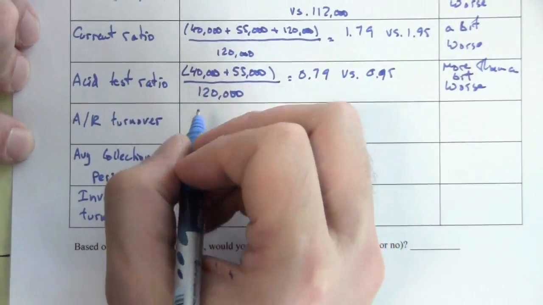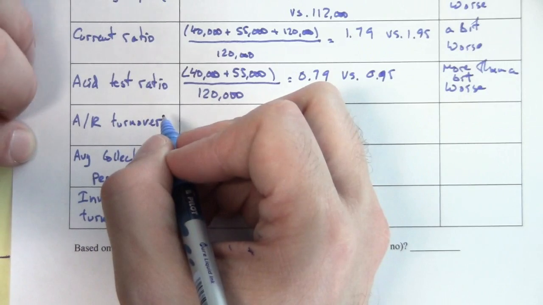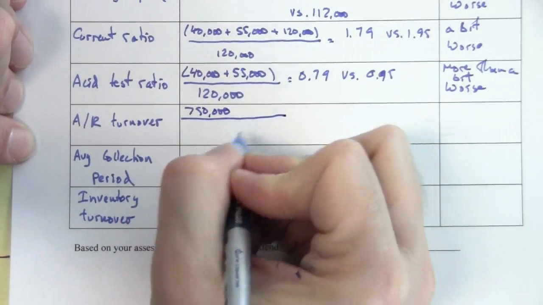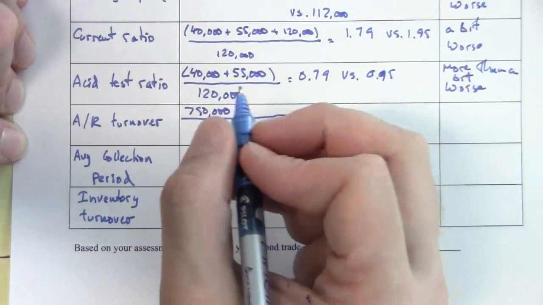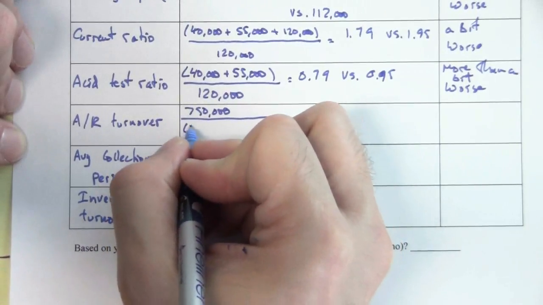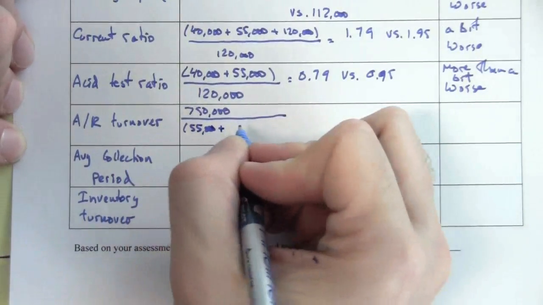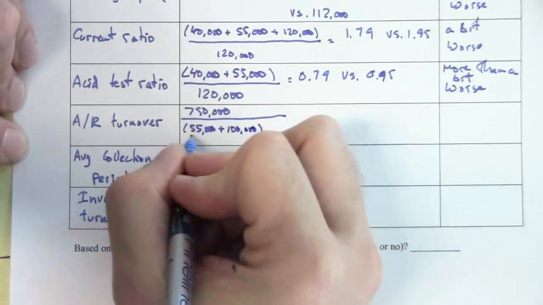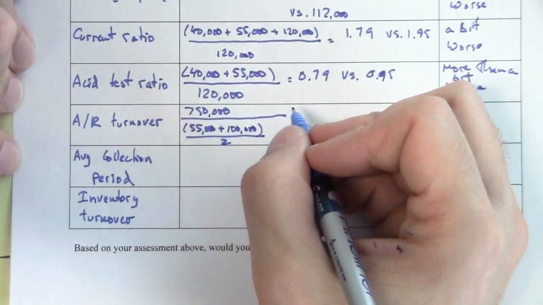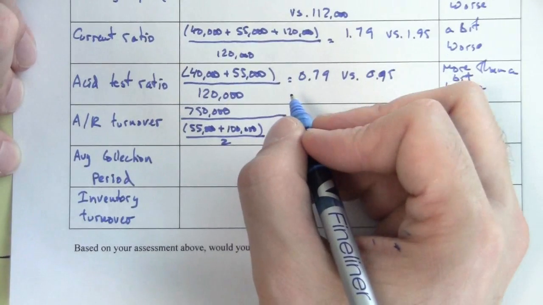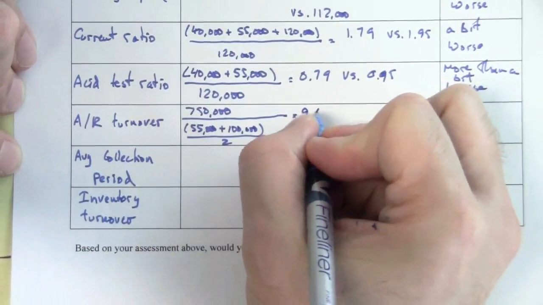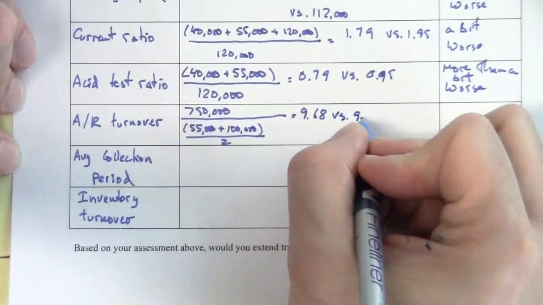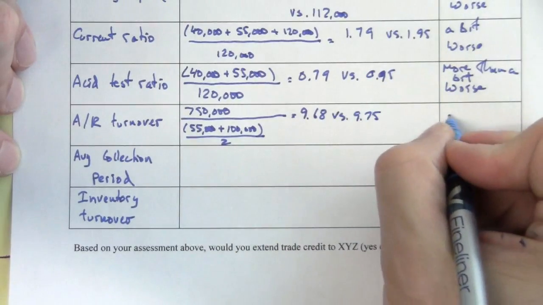Okay, accounts receivable turnover. So that is credit sales, 750,000, divided by average accounts receivable. So we have AR of 55,000 plus last year's 100,000, all over 2, and so we get an accounts receivable turnover of 9.68. And if we compare that to last year, 9.75, you know what, they're about the same.